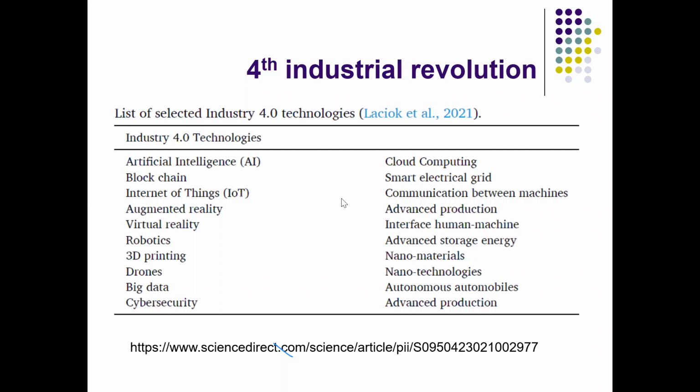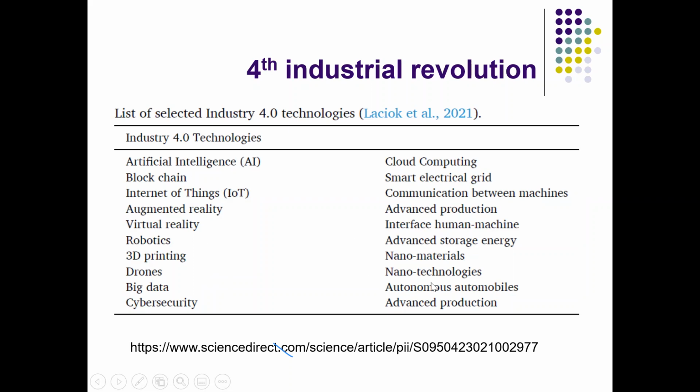And with this new era, the fourth industrial revolution, where machines will talk with each other through the use of sensors, we have artificial intelligence, blockchain, internet of things, drones, 3D printing, robotics, synthesis of energy storage, cloud computing, human machine interface, autonomous automobiles, advanced production methods, nanotechnologies. All these technologies need an integrated approach, and everything affects process safety.